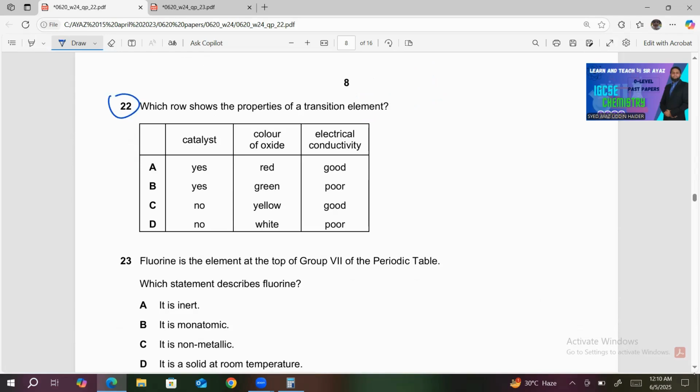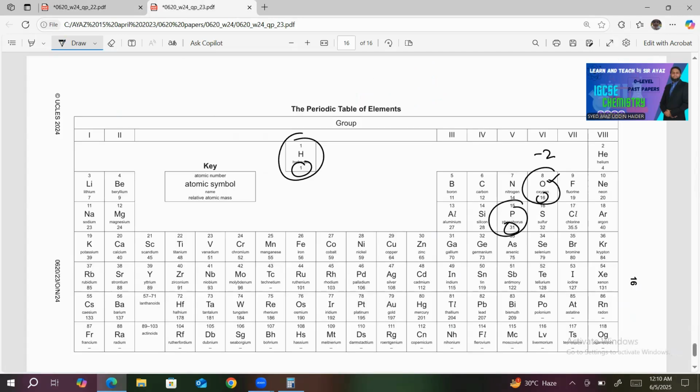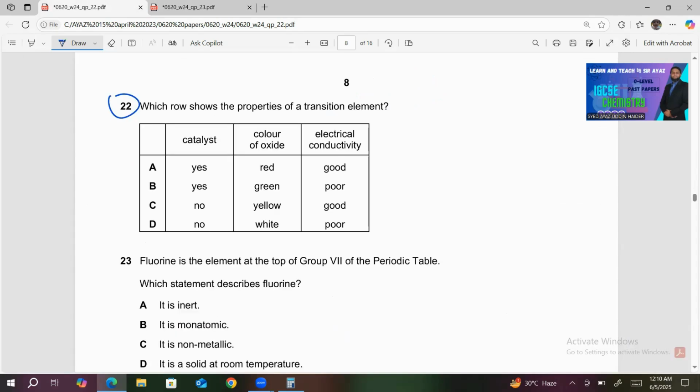Which row shows the properties of a transition element? Here we have the transition elements between group 2 and group 3. We know that they can be used as catalysts. They will have colored oxides, that is colored compounds, and good electrical conductivity. So in this case, A must be the right answer.